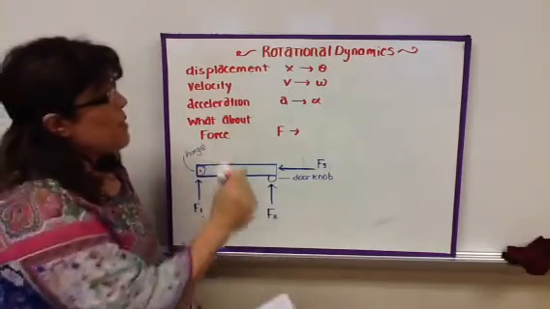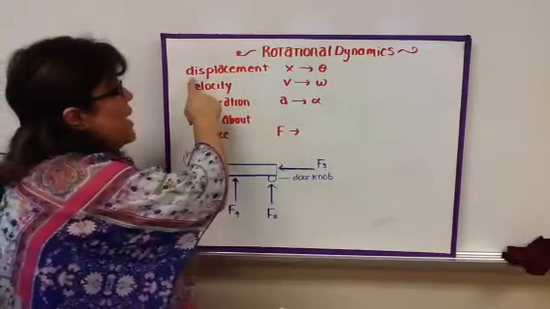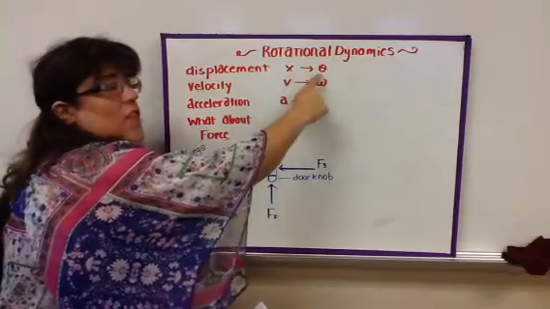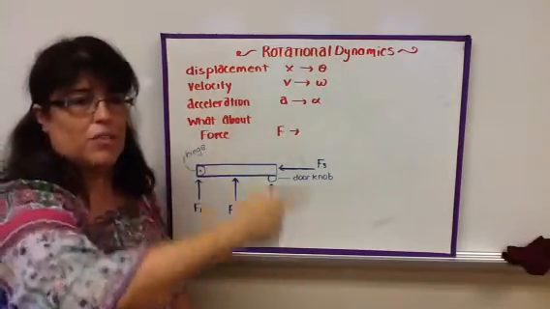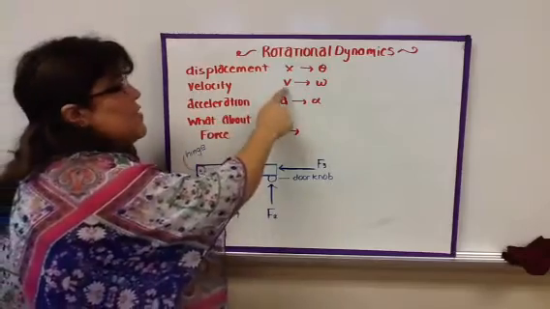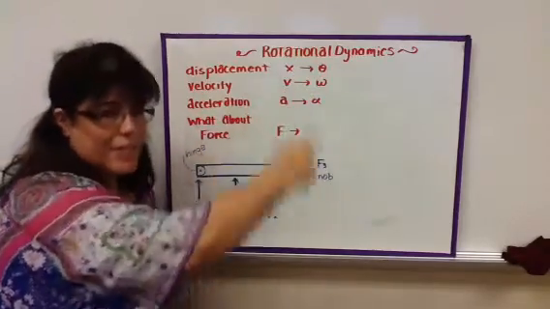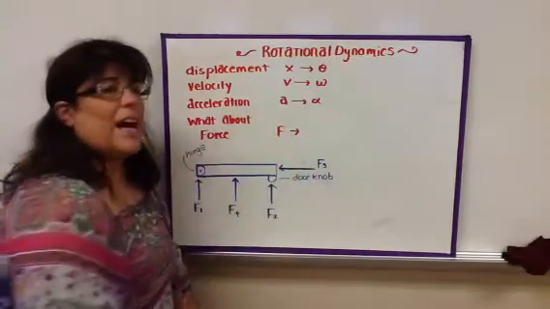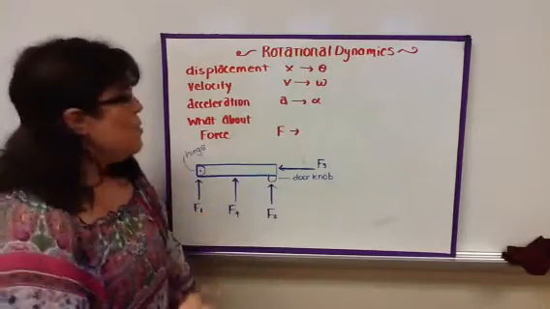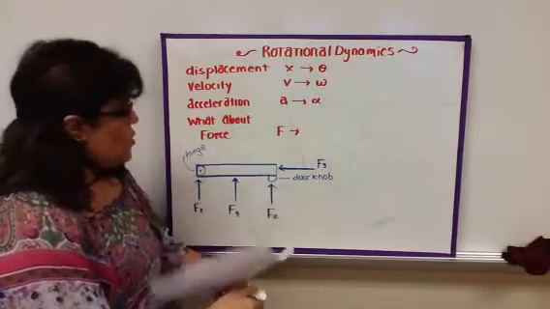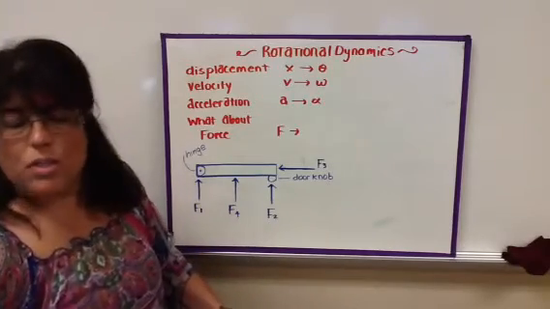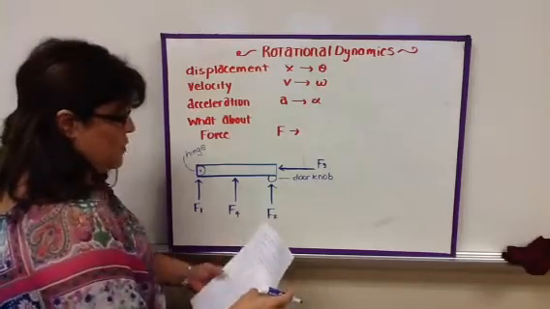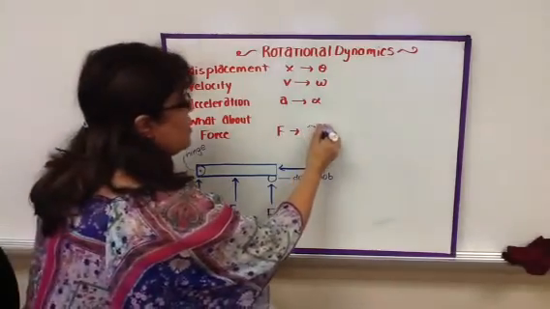Okay, so we've talked about the last couple times that we had displacement, which is x, is equivalent to theta in rotational motion, and the velocity v is equivalent to omega when it's rotating, and the acceleration a is equivalent to alpha when it's rotating. But now, what about the force? So today we're going to be talking about what is the rotational equivalent to force. Well, that rotational equivalent is what we call torque, okay?